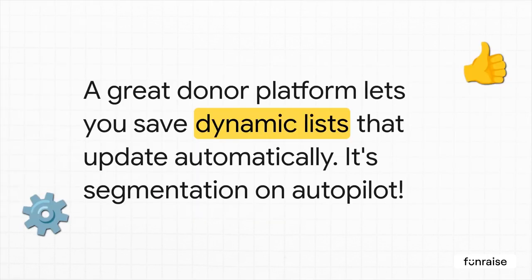And here's a pro tip that will literally save you hours and hours. Use a platform that lets you create dynamic lists. What does that mean? It means when a one-time donor becomes a recurring one, they automatically move to the right list. No more manual updates. It's powerful automation that lets you focus on building relationships, not wrestling with spreadsheets.